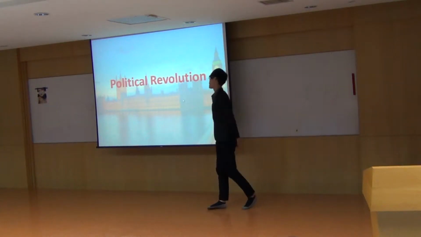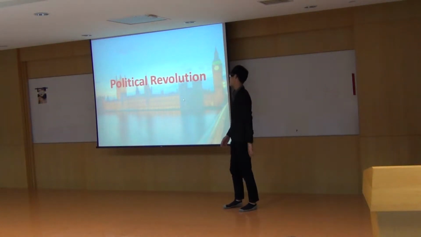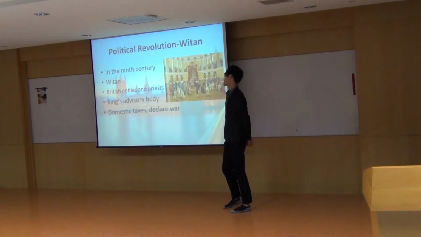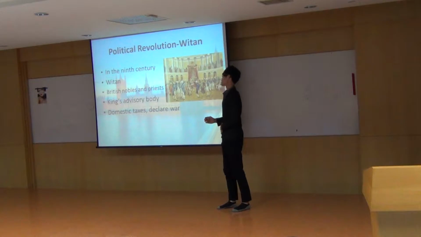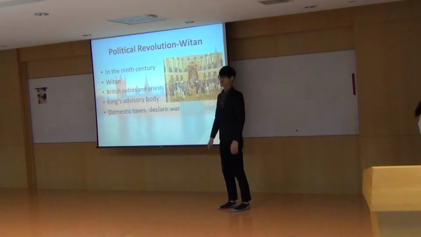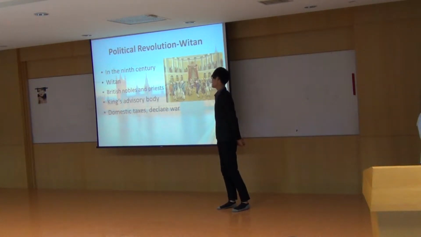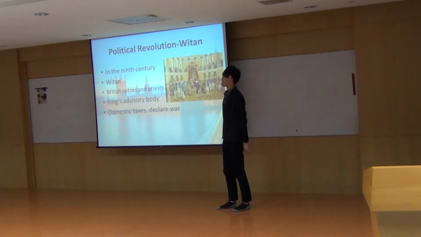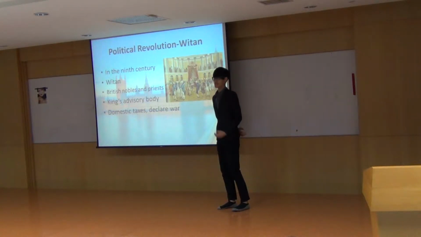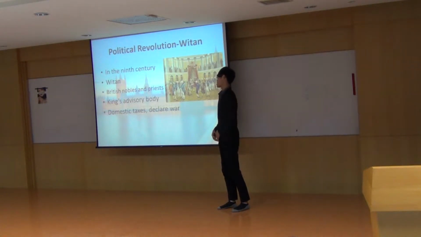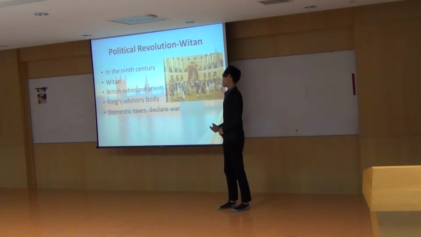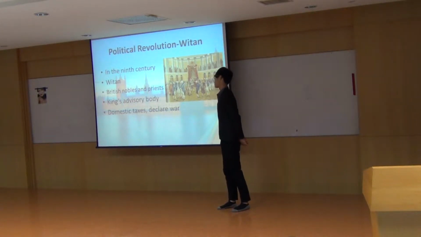I'm first talking about the political revolution. In the 9th century, British nobles and clergy constituted an organization called Witan. The main members of the Witan were priests and nobles, and this organization was like a king's advisory agency. A king would probably ask for advice before announcing a decree like domestic tax or war.